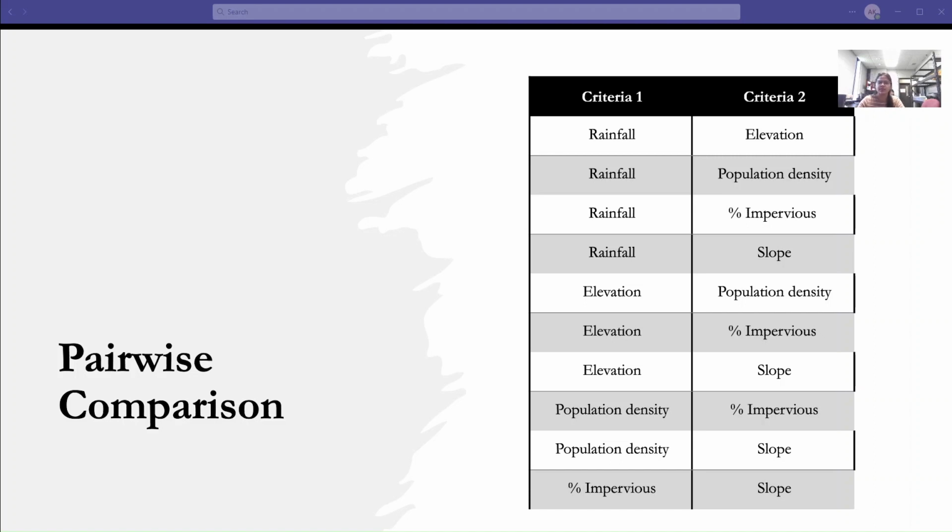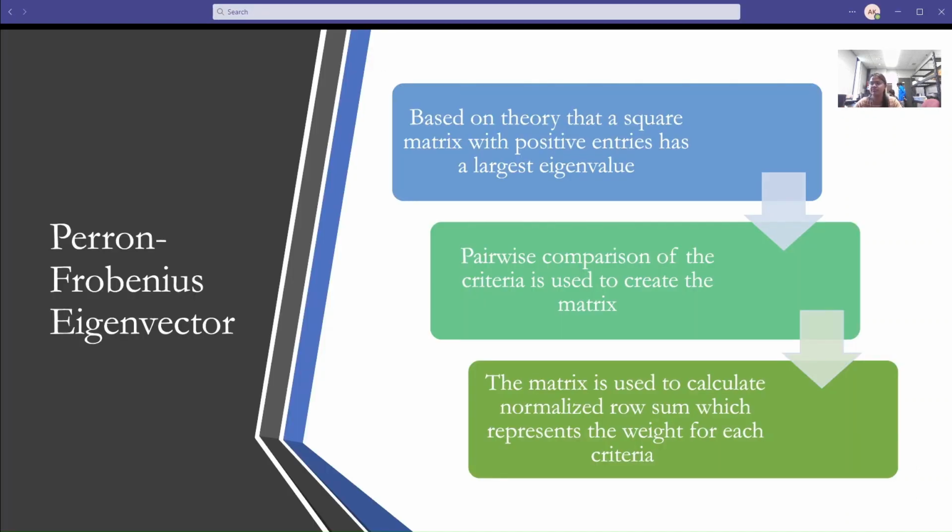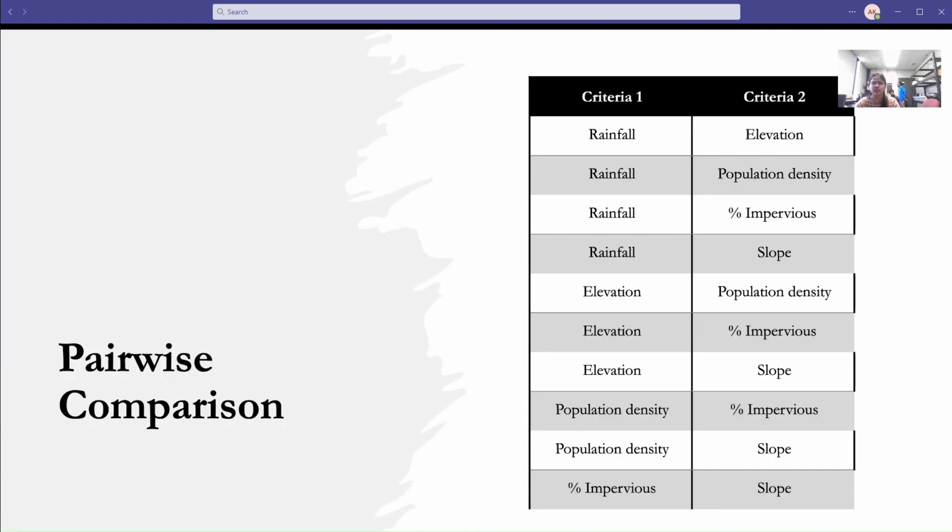Pairwise comparison is a method used to evaluate and compare multiple criteria. It involves comparing two criteria at a time and deciding which criteria is preferred or has a greater amount of some quantitative property. So these are the criteria, and we have set it as a pairwise comparison.